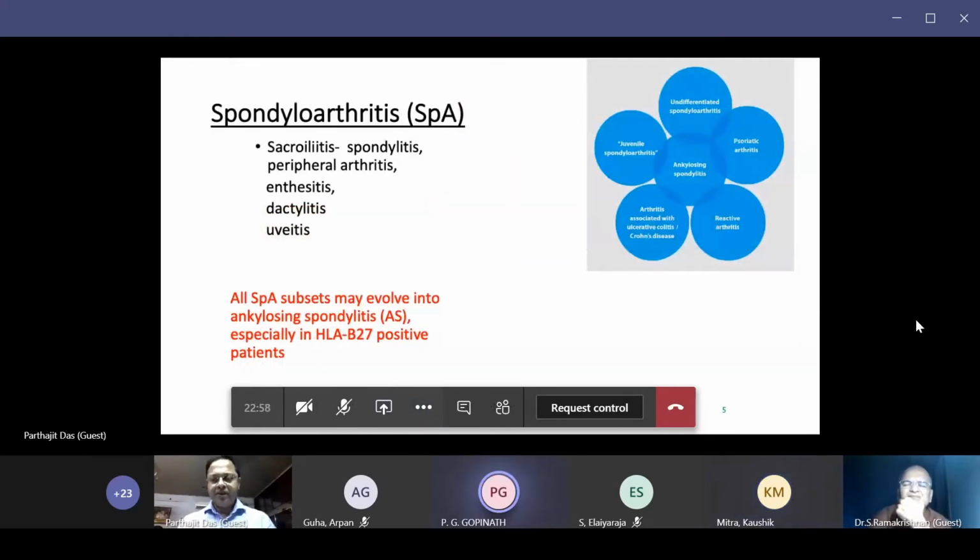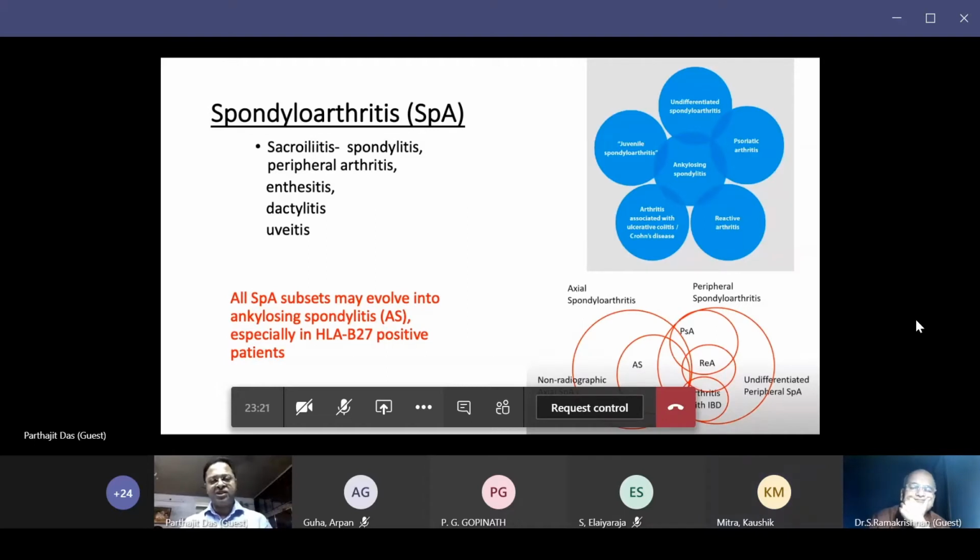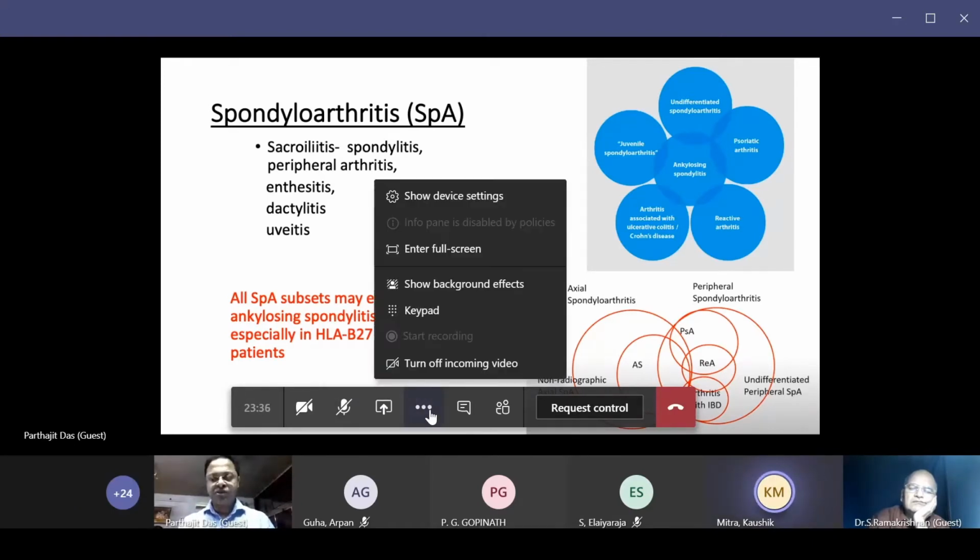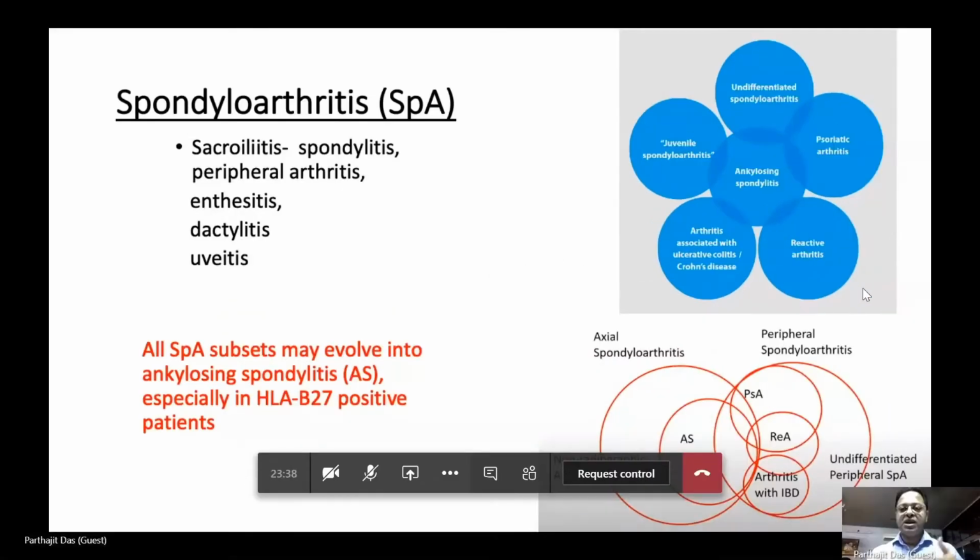Just to give an idea, what is spondyloarthritis? It includes a group of diseases: ankylosing spondylitis, reactive arthritis, psoriatic arthritis, enteropathic inflammatory arthritis, juvenile spondyloarthropathy, and undifferentiated SpA. These are the older categories, but the newer classification has differentiated into axial and peripheral spondyloarthropathies. Axial involves the spine, with bony changes, and non-radiographic forms. Peripheral spondyloarthritis includes psoriatic arthritis, reactive arthritis, etc.